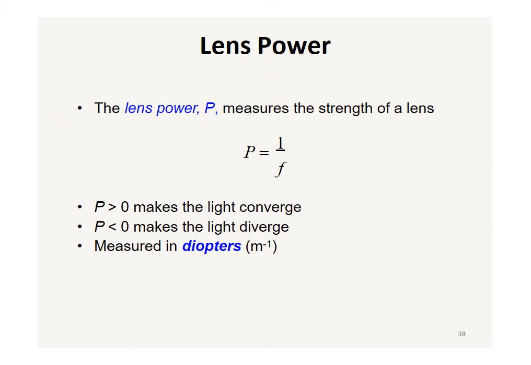Lens power measures the strength or the power of a lens. Just to be clear, this is not the magnifying power, that's something different. In general, if you have a positive power, then the light will converge. If you have a negative power, the light will diverge. The units are called diopters. They are in inverse meters. So make sure that you have your focal length in meters before you invert it to calculate the power.